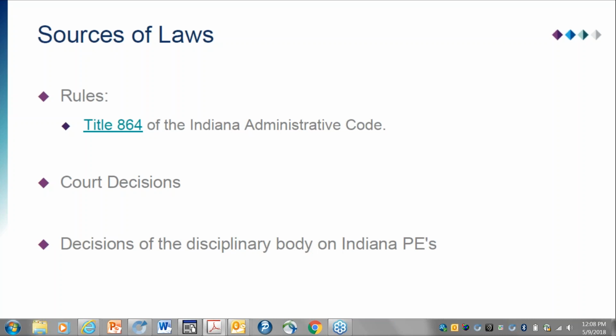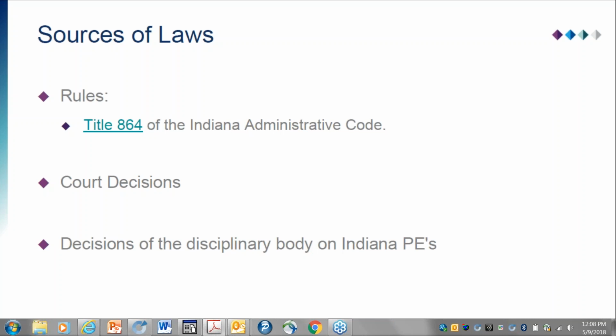And then, as I was mentioning earlier, there are decisions of the disciplinary body on Indiana professional engineers, and you can search an engineer by name or license number. If you want to, you can also do the same thing to look at the disciplinary history of those engineers by name and license number. And you can also go online and see if someone you're dealing with is actually a professional engineer and has a current and active license. Which is not at all unlike Illinois.